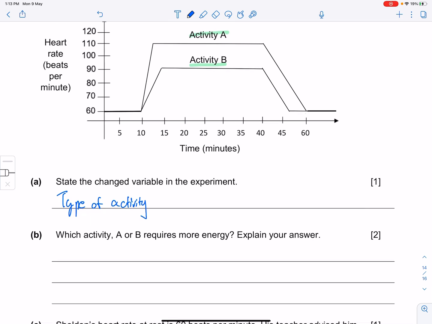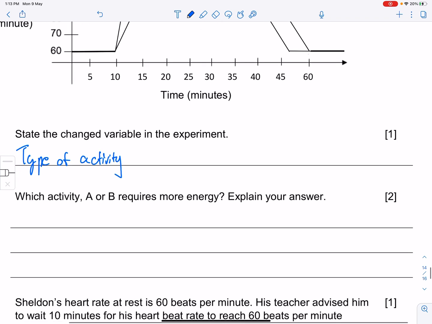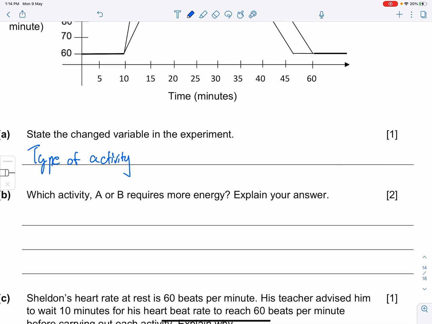Which activity A or B requires more energy? Explain your answer. So obviously, if you take a look at it, it will be activity A. Why? Because the heart rate was actually at 110, which is higher than B, that's about 90. So then you have to explain, right? Why? So once again, you would want to repeat the very common question. So 1, activity A. Then you go on to talk about the same old story.